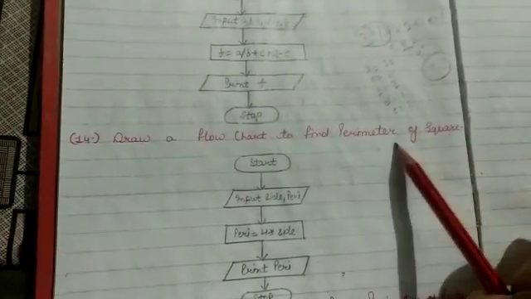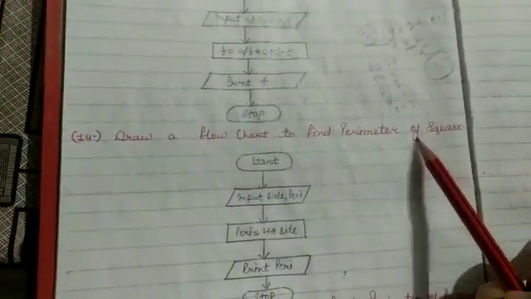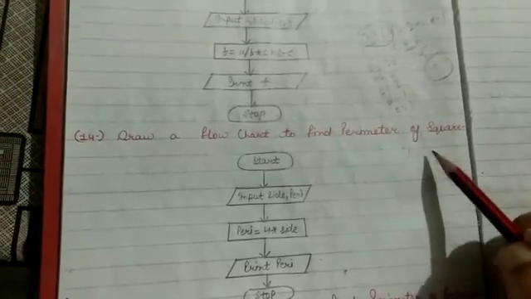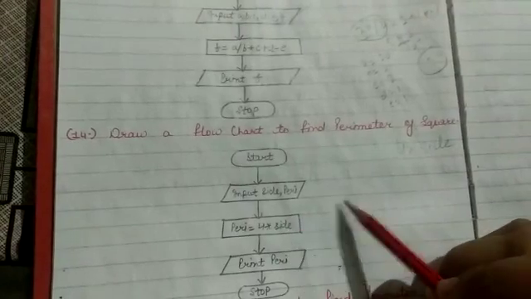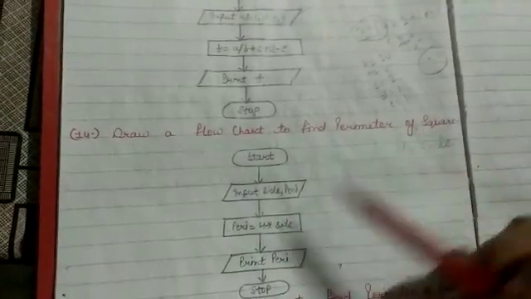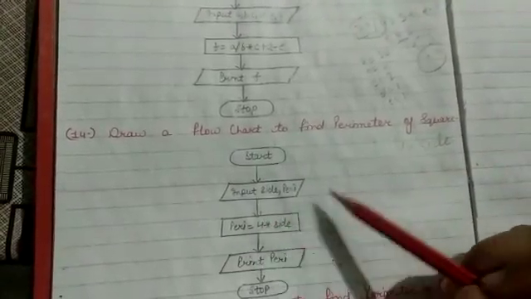Next, the second last, flowchart to find the perimeter of a square. What is the formula of the perimeter of a square? 4 into side. Okay, area of a square is side into side, perimeter is 4 into side. What you wrote in the previous program was side into side, just write here 4 into side, and instead of area write here perimeter. Okay, other steps are also the same.